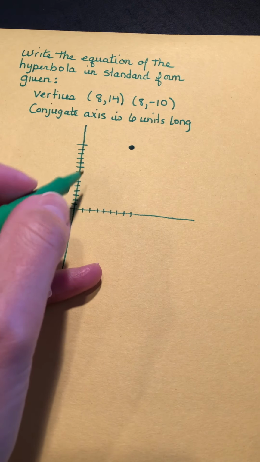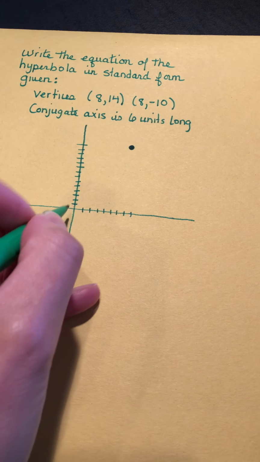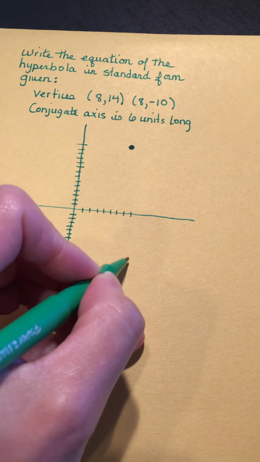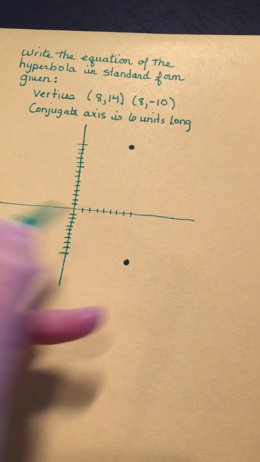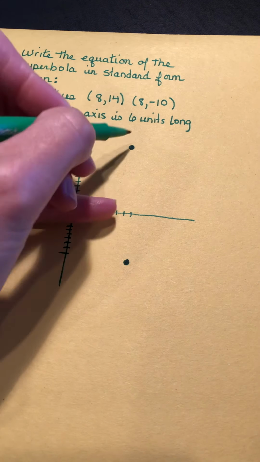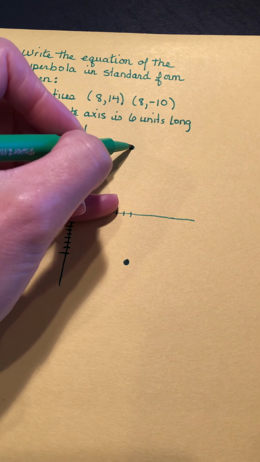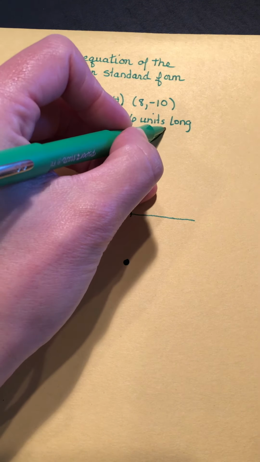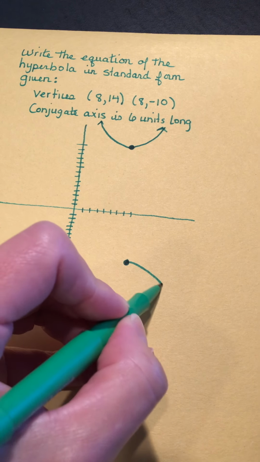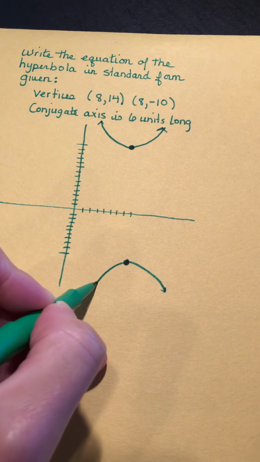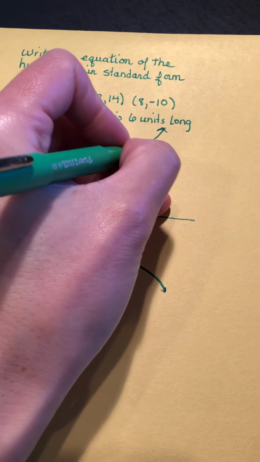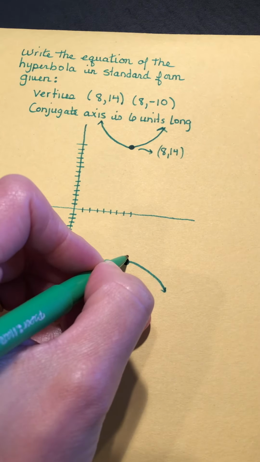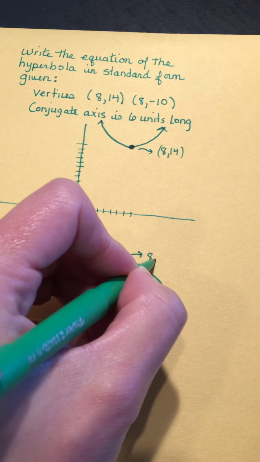Now, the other one is at (8, -10). So I go over 8 and I go down 10. Now, this tells me immediately that this must be a vertical hyperbola, because if these are the vertices, they're the lowest points on the parabolas that make up the hyperbola. So that's super helpful. I'm just going to label this as my (8, 14), and this point is my (8, -10).